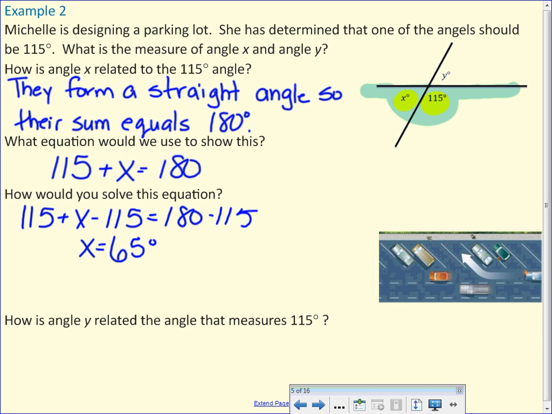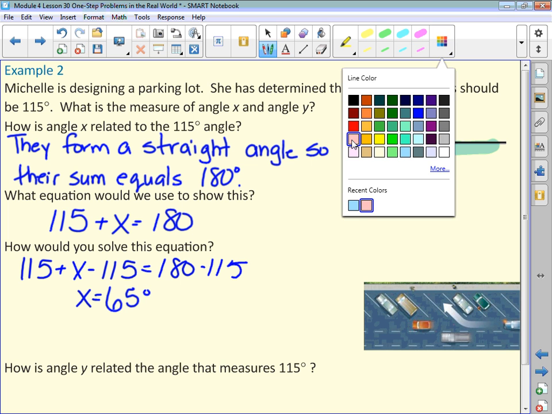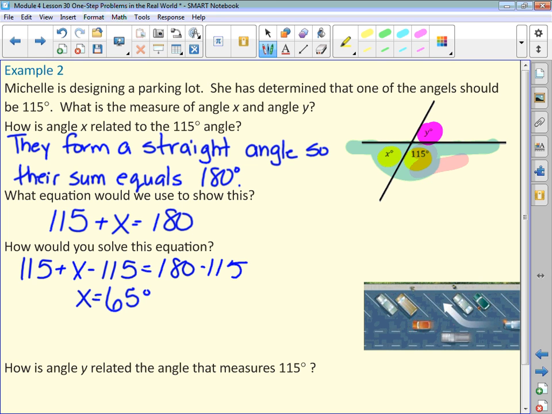Okay. Now they're asking you, how is angle Y related? So now we're looking at angle Y. So here's angle Y, and angle 115. So what do we know about angle Y and 115? No, neither one of them are right angles. 115 is not a right angle.